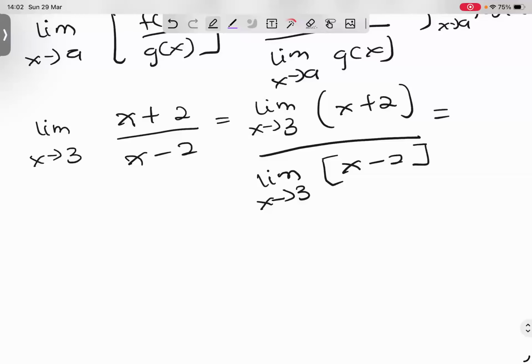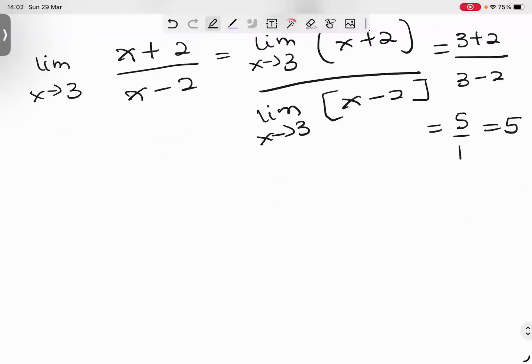So limit as x approaches 3 of the numerator divided by limit as x approaches 3 of the denominator. Wherever we see x, we are going to put a 3 there. So from the numerator, we have 3 plus 2, divided by, from the denominator, 3 minus 2. The denominator does not go to 0, meaning the limit will exist. So this is equal to 3 plus 2, that is 5, divided by 1, and this is equal to 5. So the limit does exist, and the answer is equal to 5.